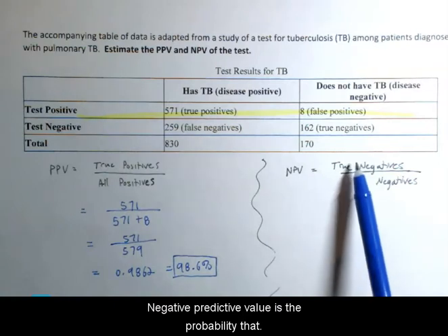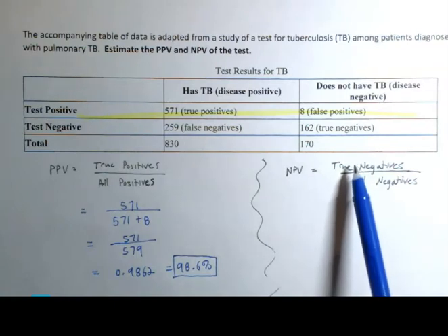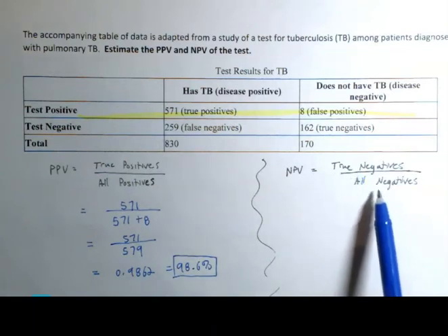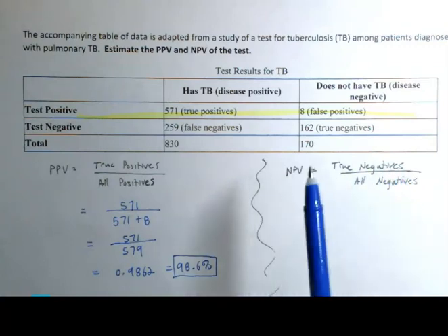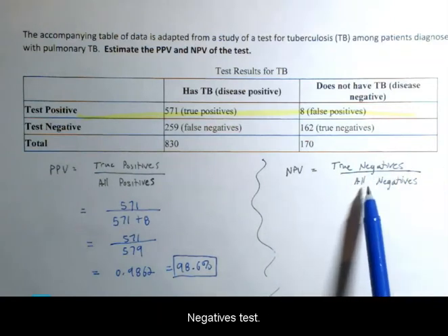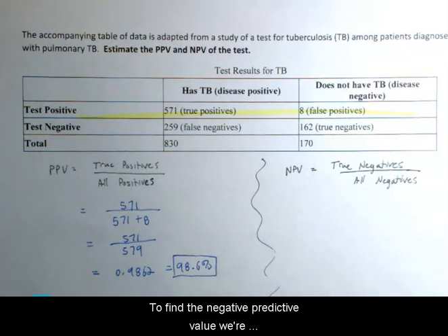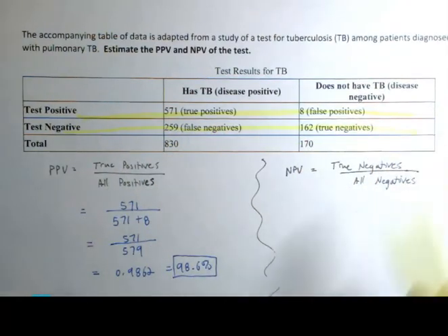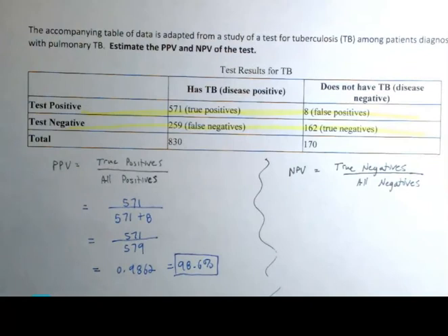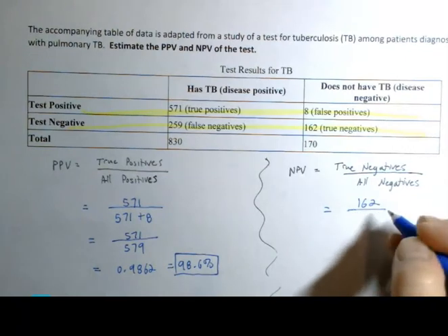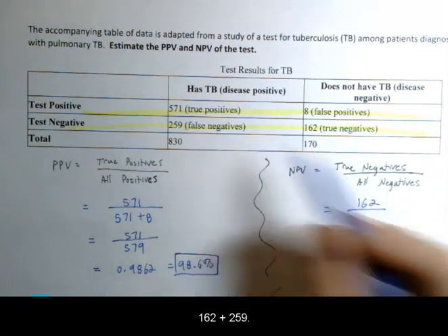Negative predictive value is the probability that a person who tests negative actually does not have the disease. So it's the true negatives divided by all negative tests. To find the negative predictive value, we're interested in this row here, negative test results. We'll divide these true negative values by all the negatives, 162 plus 259.